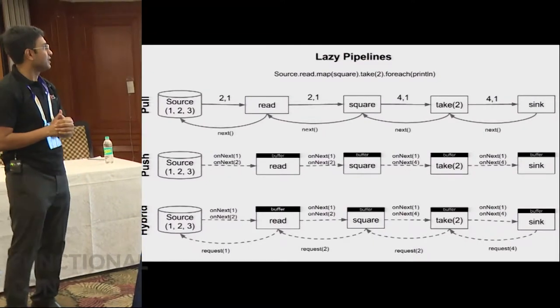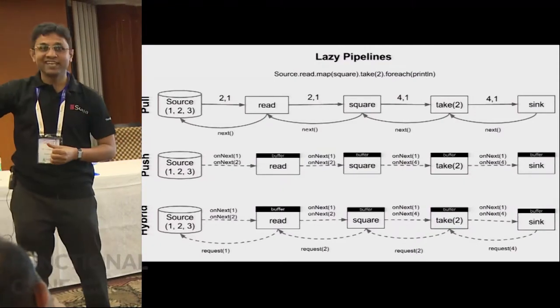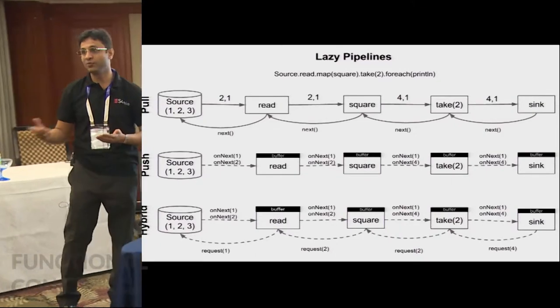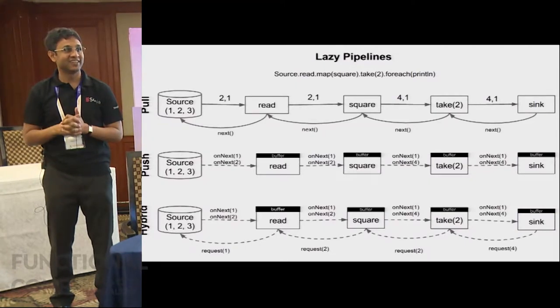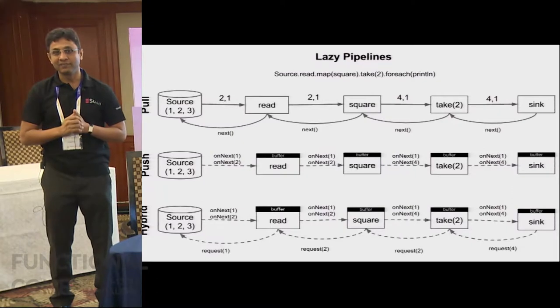There is a short circuiting happening, right? For example, I have 3 elements, I could have 3 million elements, but because I'm saying take 2, only 2 elements will be streamed. So there will be 8 hops, and then 8 hops, and I get 2 elements, and I'm done. I will not be processing the remaining of the 3 million, which is great, and comes with the laziness.